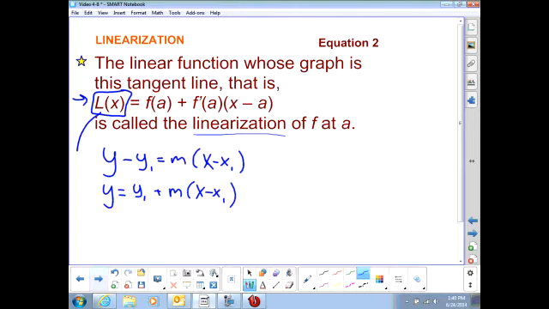They're calling our plain old y L of x, as a function of x. Our f of a is just the y1. f prime of a, that's the derivative. We know the derivative at a single point is just our slope value. And then we have x minus our x value. So really this is just point-slope that we're going to do.